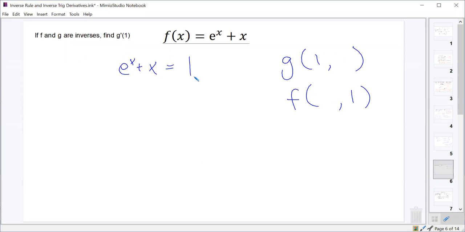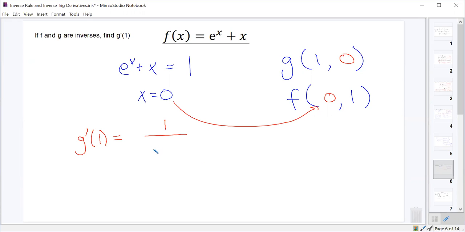While that's not an easy equation to algebraically solve, it's one that if you plug in a couple of basic numbers, you should be able to figure out what x value works for that. What x value makes that true? x equals 0, right? Because e to the 0 is 1 plus 0 gives you 1. So x equals 0, which means the y value there at g is 0. And if we want g prime of 1, it ought to be 1 over f prime of 0.